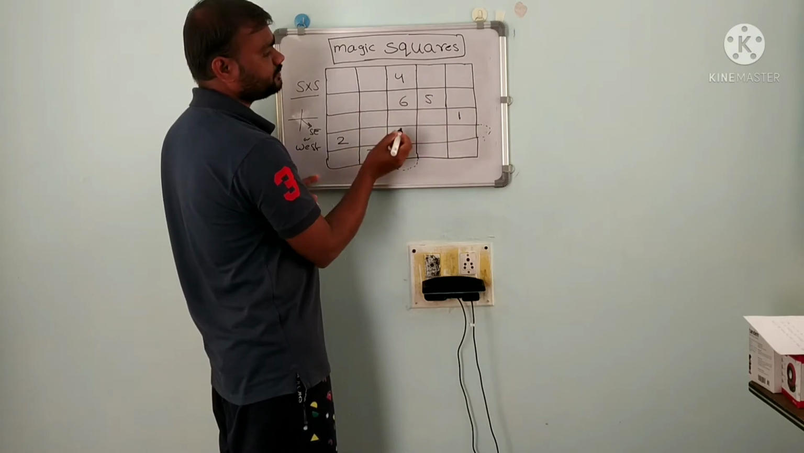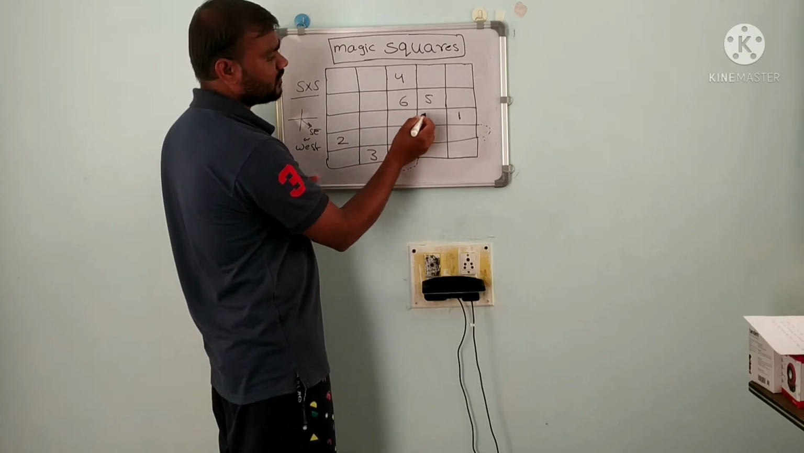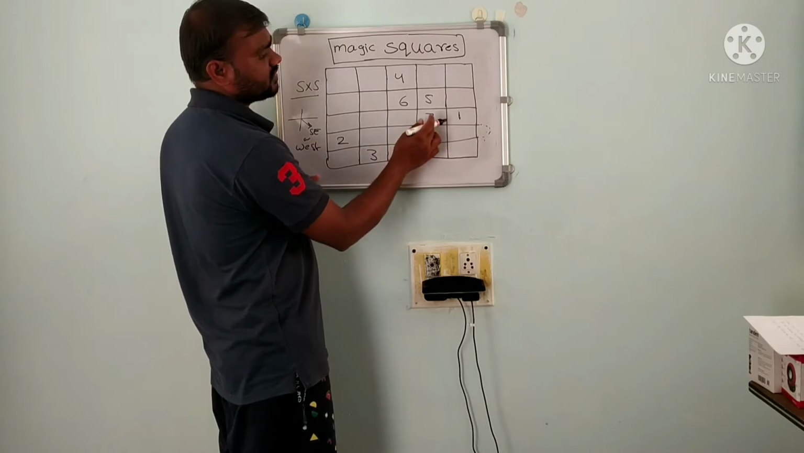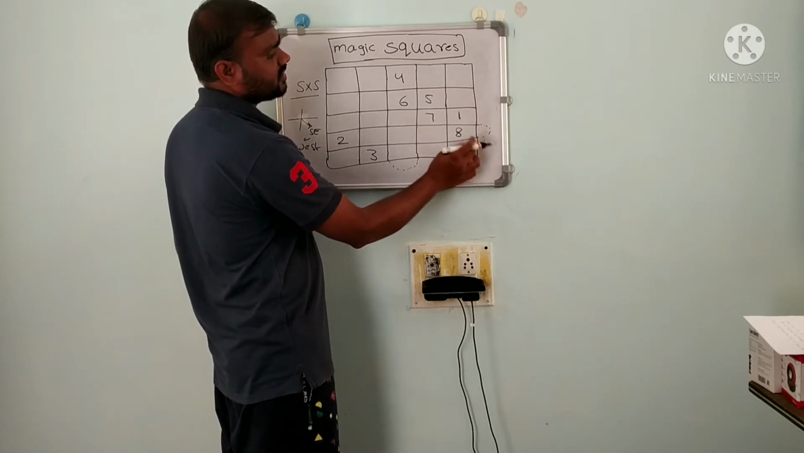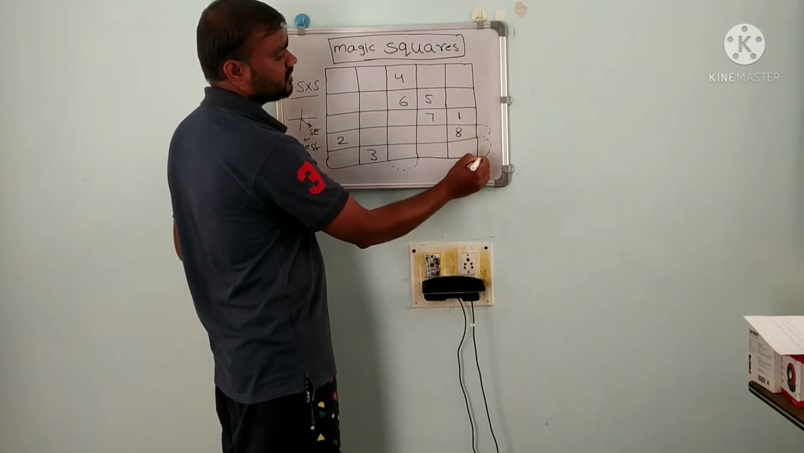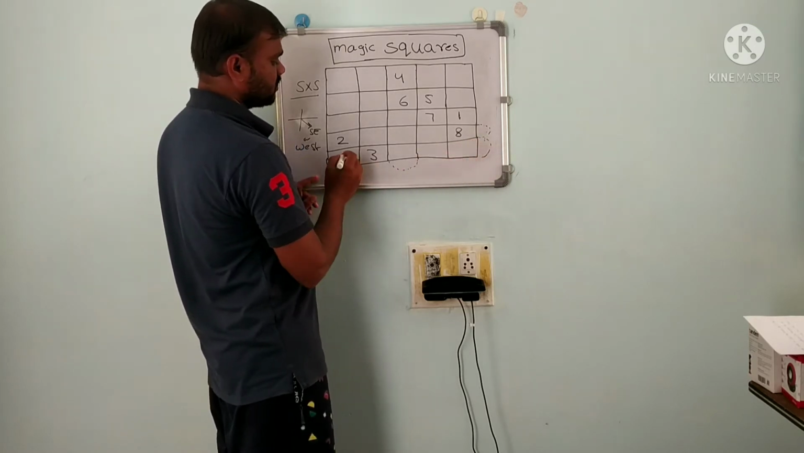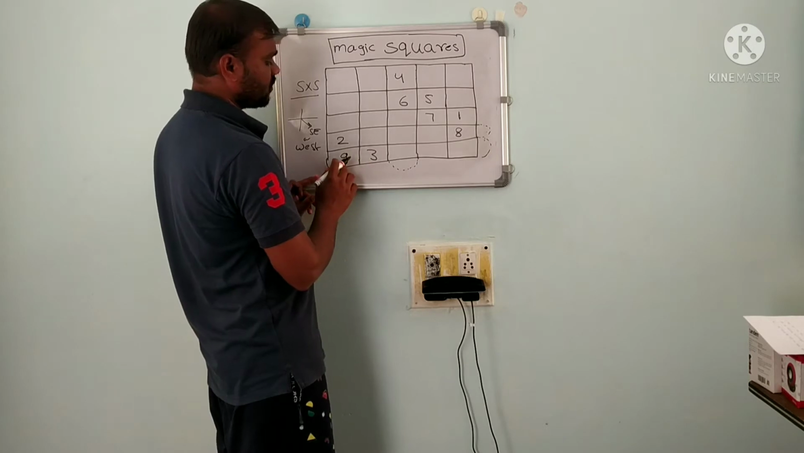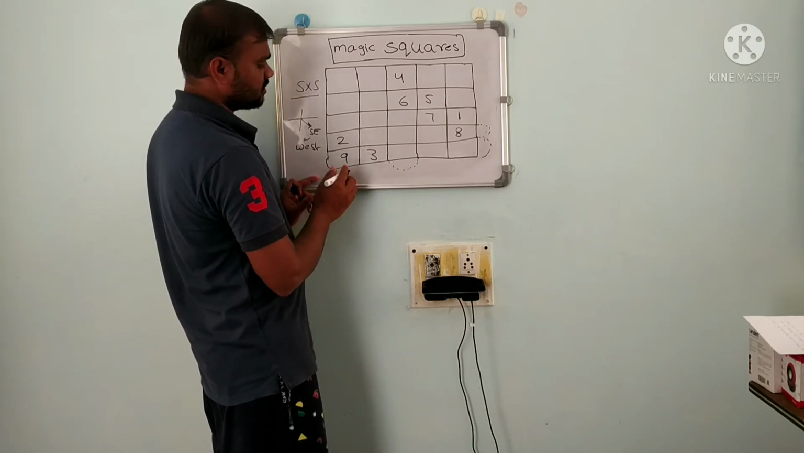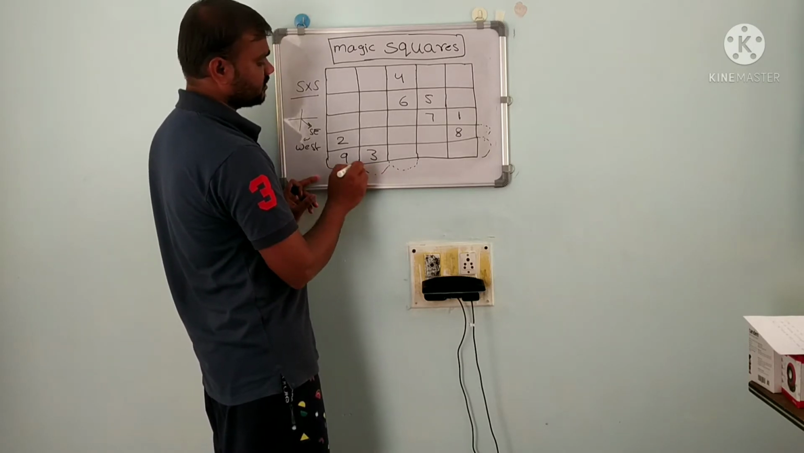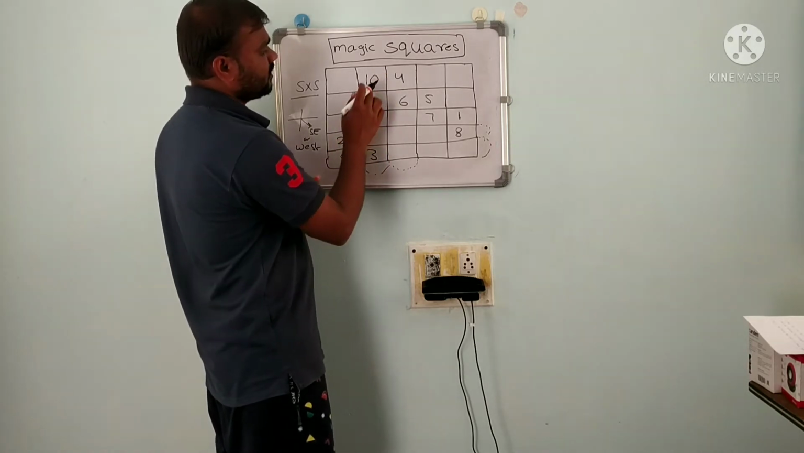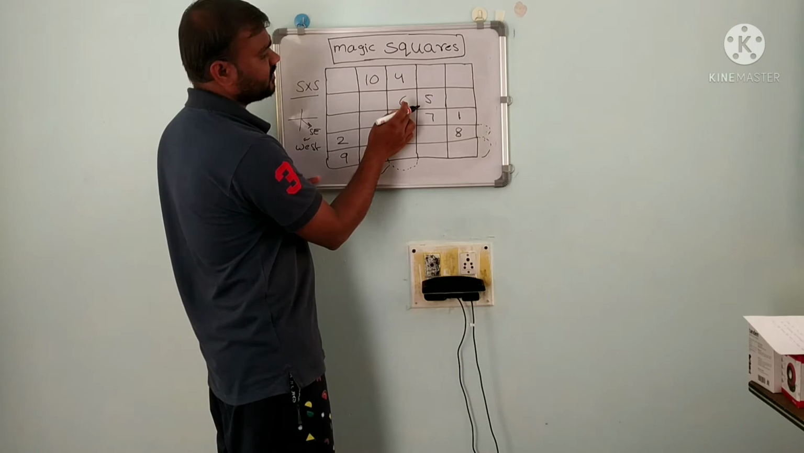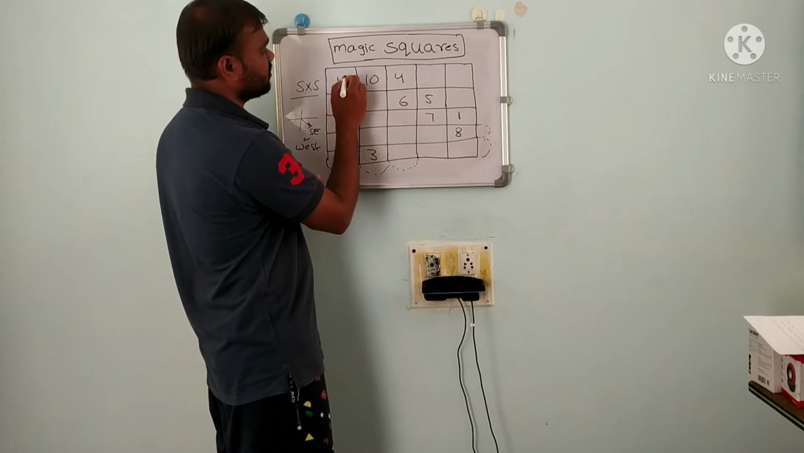Here it is 6. After this number you always go southeast, 7. Southeast is 8. If you go southeast, here nothing is there, so you have to move like this. Okay, here 9 will come. After that, southeast is not there, so you have to move like this. Straight you go, then 10 here. If you go southeast, here the number is already filled, then you have to go west.